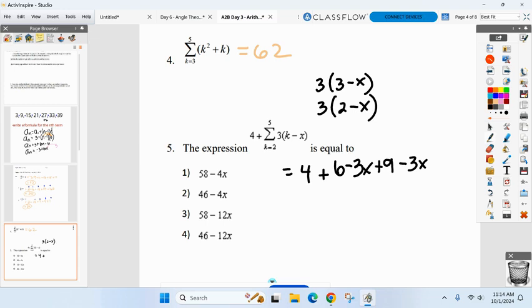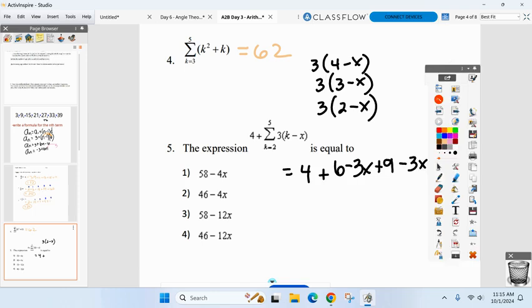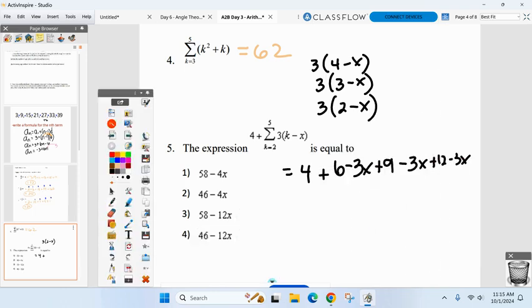Are we done? No. What you got to plug in next? 4. 4 for K. 12 minus 3X. Are we done yet? No. Plug in. So that's 15 minus 3X. All right, there's all the terms.